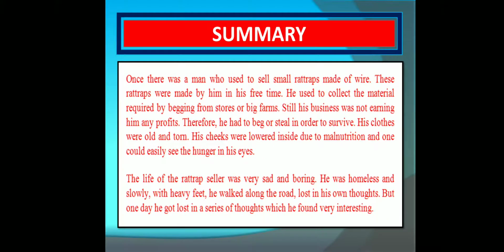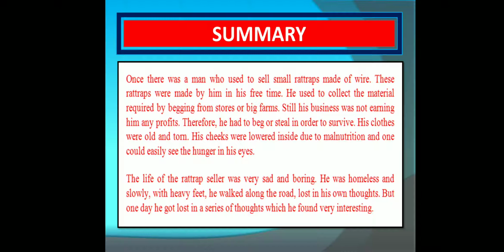Let's start the summary. Once there was a man who used to sell small rattraps made of wire. These rattraps were made by him in his free time. He used to collect the required material by begging from stores or big farms. Still, his business was not earning him any profits. Therefore, he had to beg or steal in order to survive.